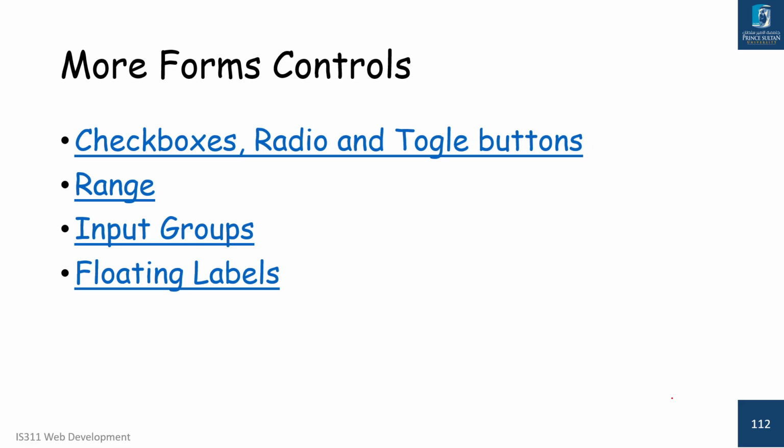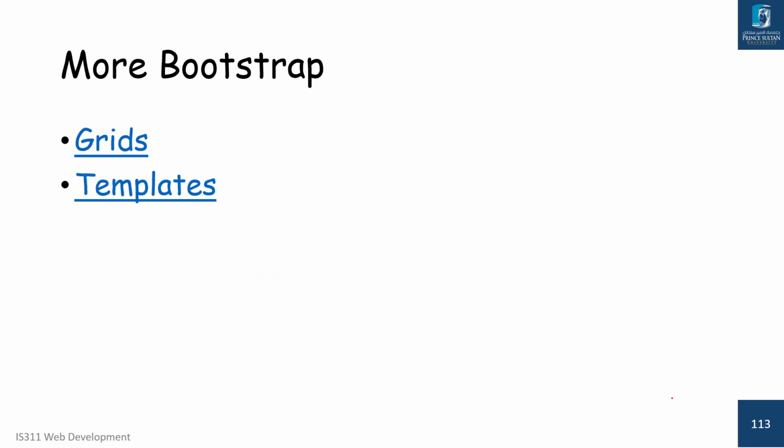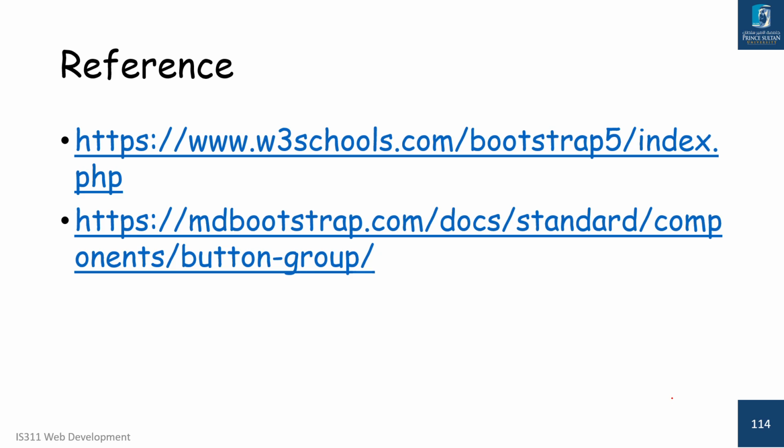We also have the styles for the checkboxes, radios, toggle buttons, range, input groups, and the floating labels. So they are also available over there. And we also have grids and templates. Grids means that we are talking about the rows and columns. We can arrange our elements inside the rows and columns, and then we also have some templates. So all these have been given inside that Bootstrap styling.